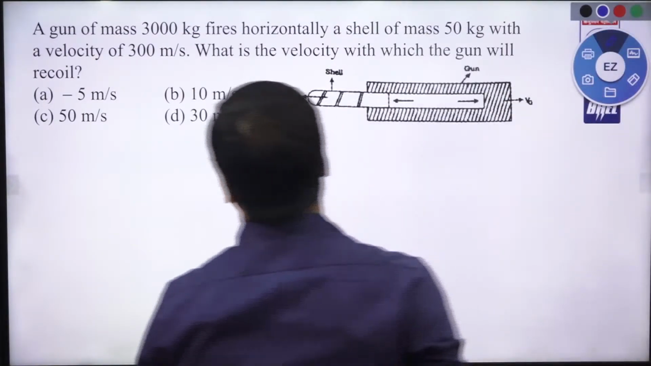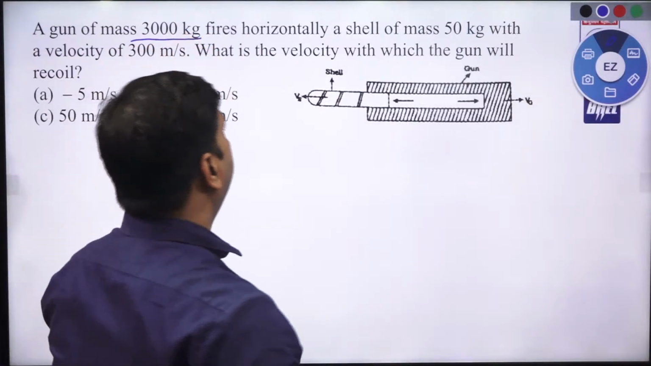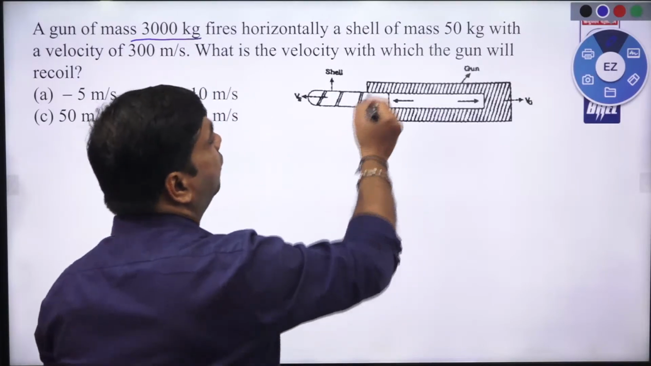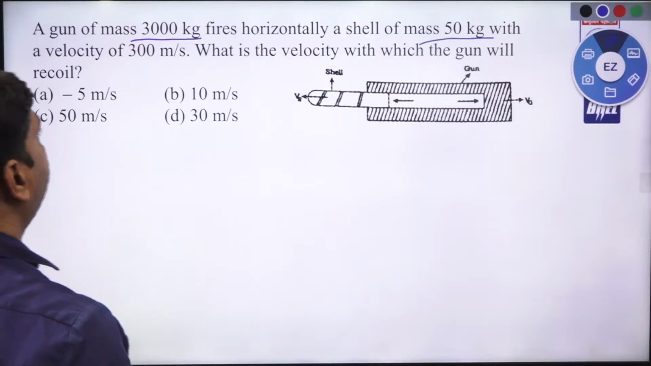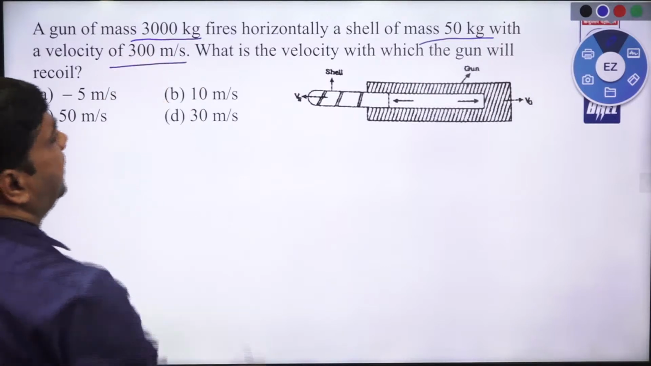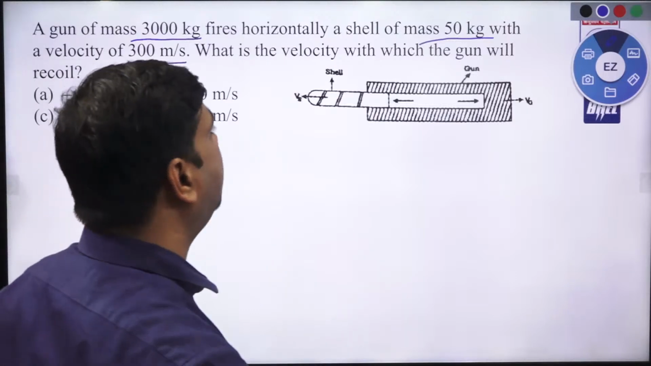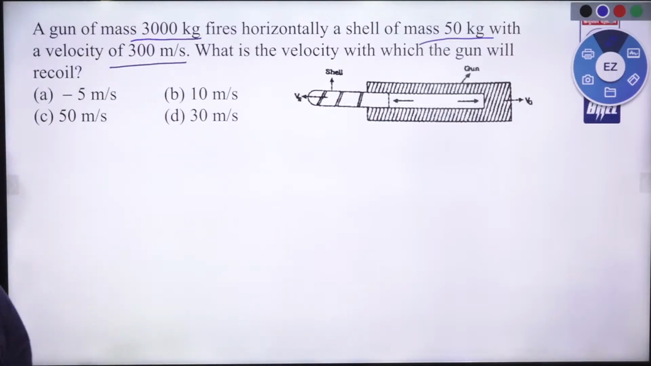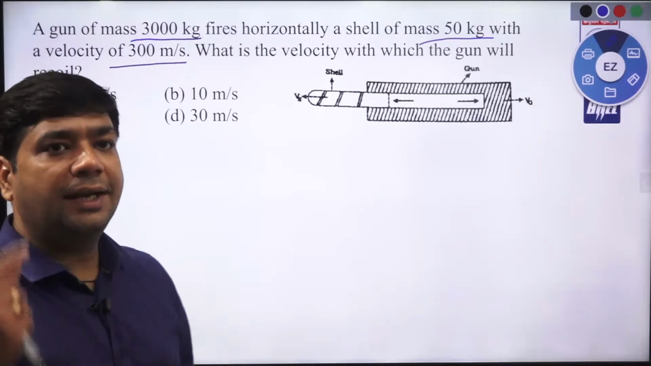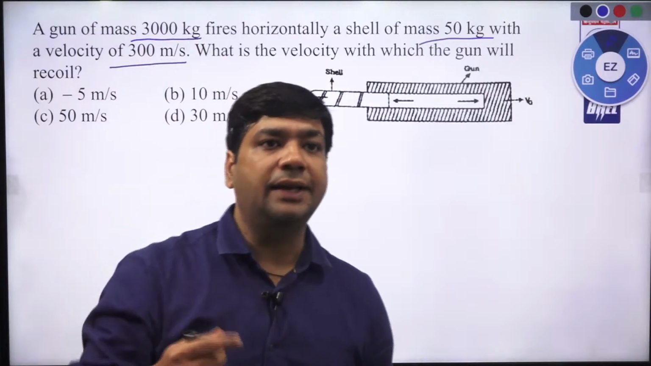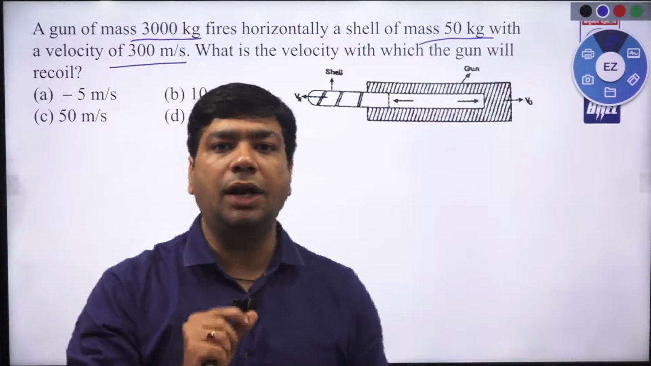A question is saying that a gun of mass 3000 kg fires horizontally a shell of mass 50 kg, the bullet having mass of 50 kg, with the velocity of 300 meter per second. What is the velocity with which the gun will recoil? So you just find out the velocity of recoil. Initially both the bullet and the gun are in a rest condition. After the firing, there is some recoil velocity gained by the gun. So you have to find out this recoil velocity.